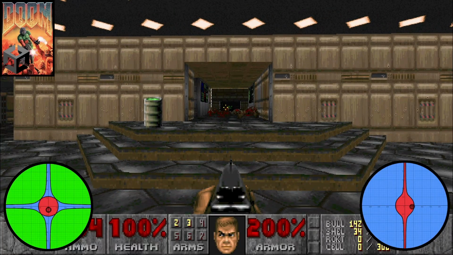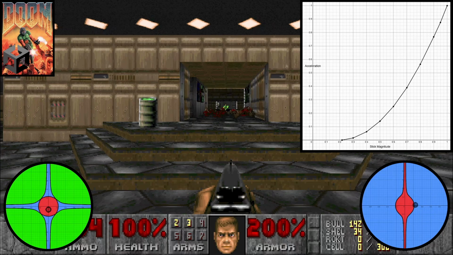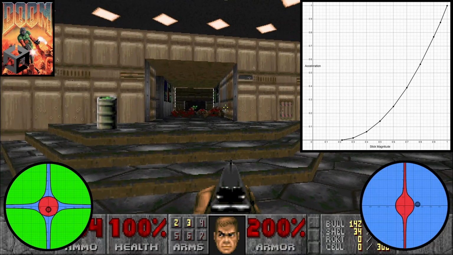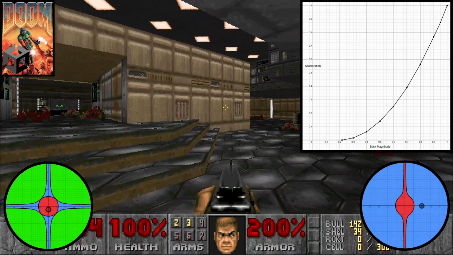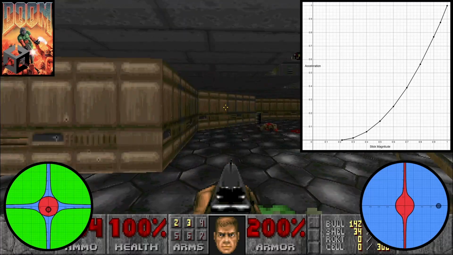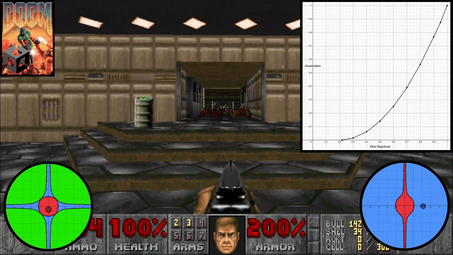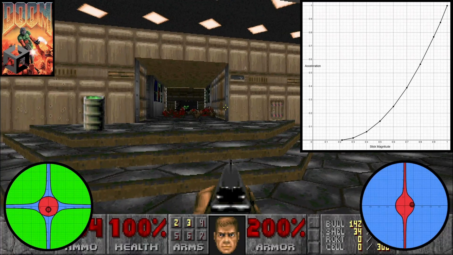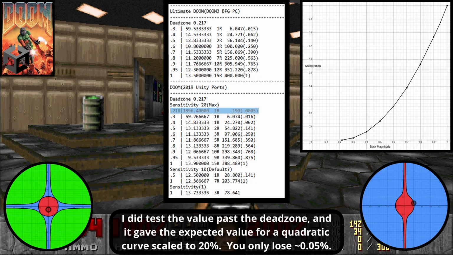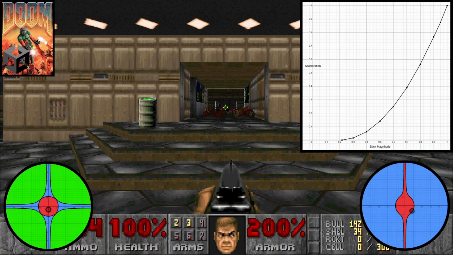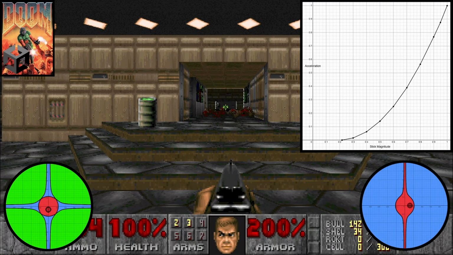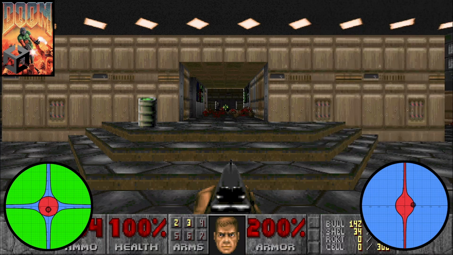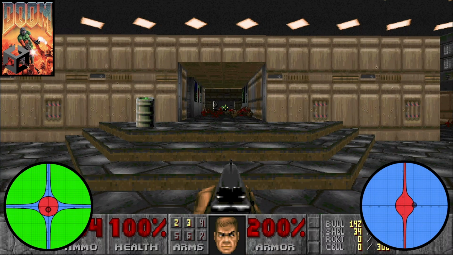The acceleration curve is again quadratic. This is exactly identical to the PC BFG, down to the curve apparently scaling with a 20% deadzone. So this additional deadzone seems to crop into it very slightly, but at those small values with a quadratic curve, the amount of speed lost is extremely negligible.